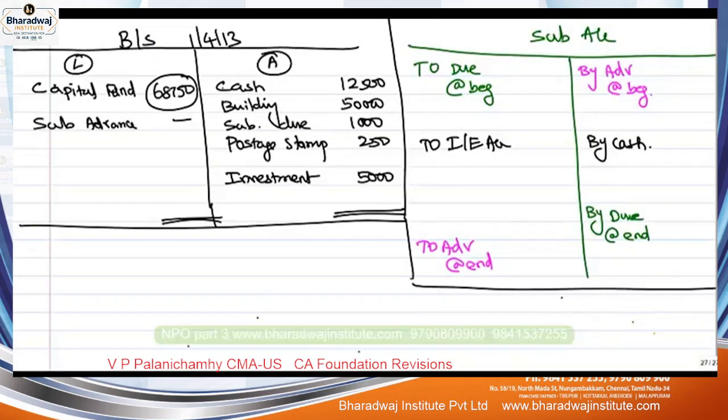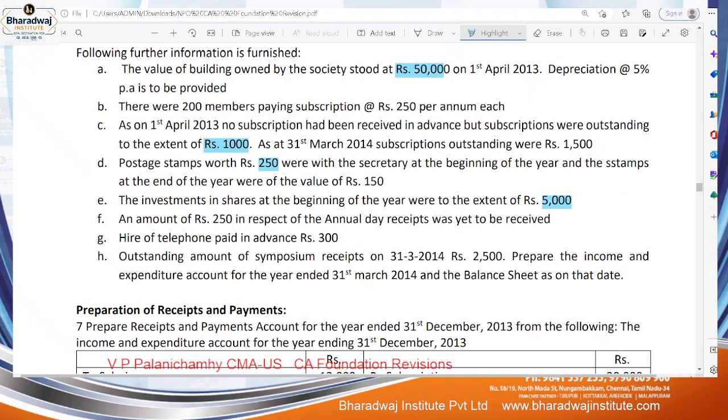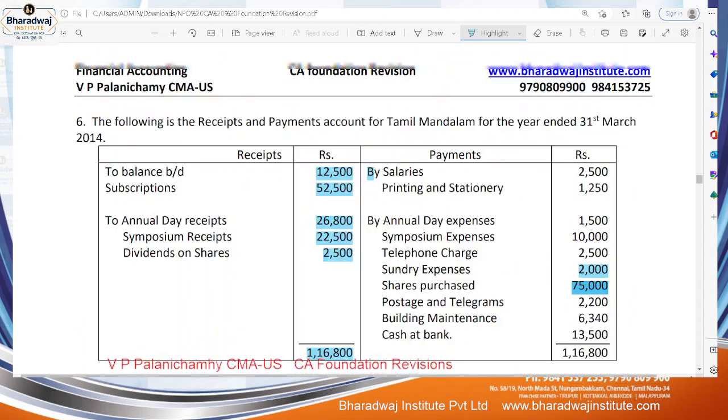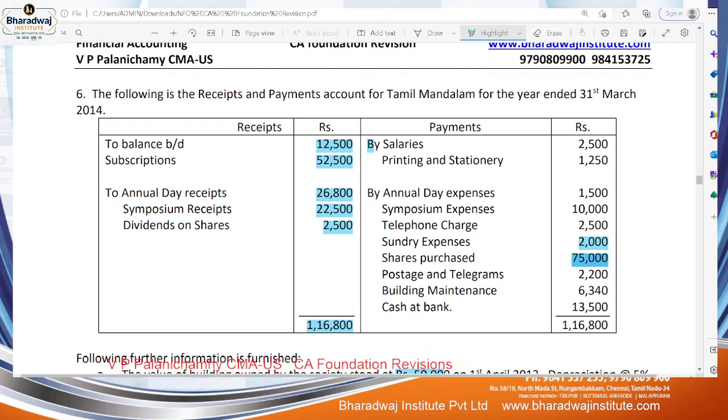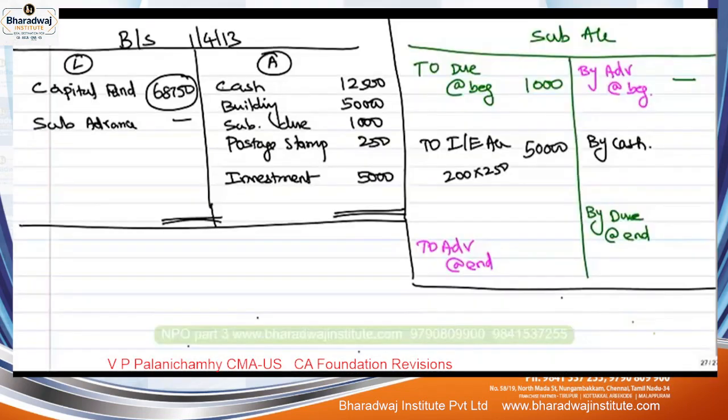Pay attention. Listen for one minute, you can copy afterwards. What is the due at the beginning of the year given? 1000, given in the adjustment. Advance at the beginning of the year is zero. Look at the adjustment given. Outstanding at the beginning of the year is 1000. No subscription received in advance. Look at the receipt side. What is the cash received?